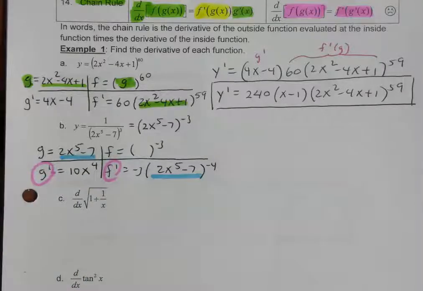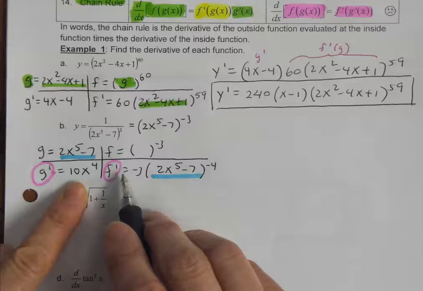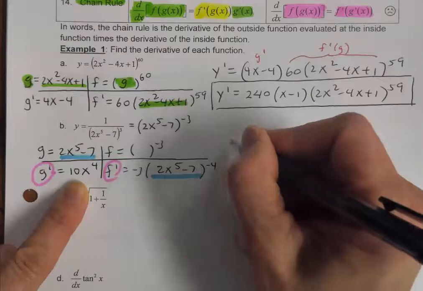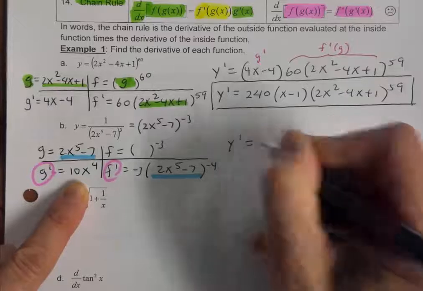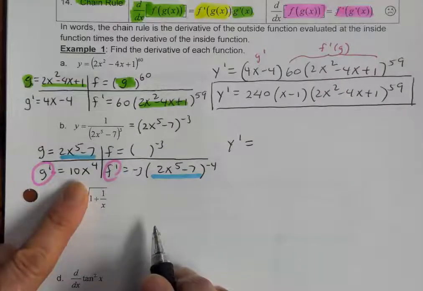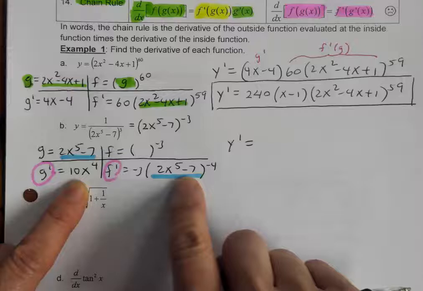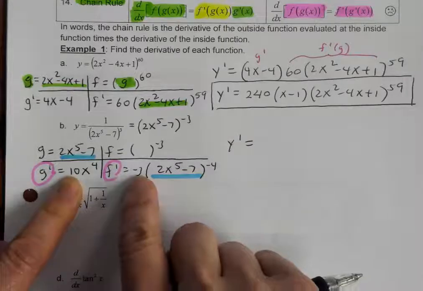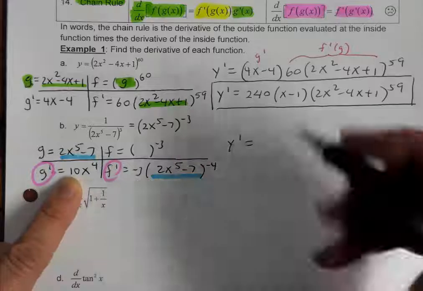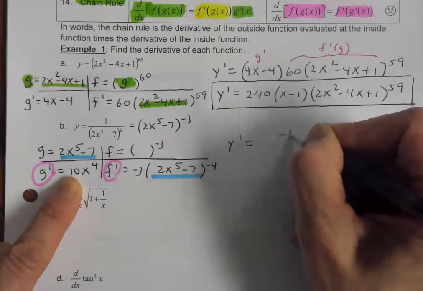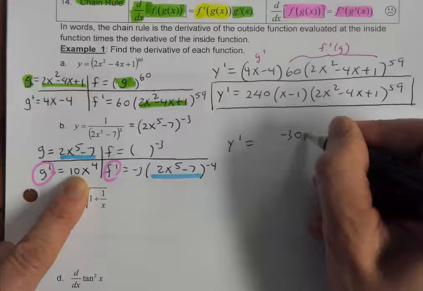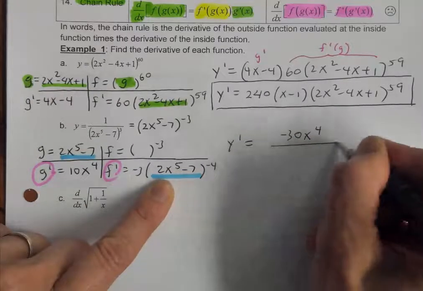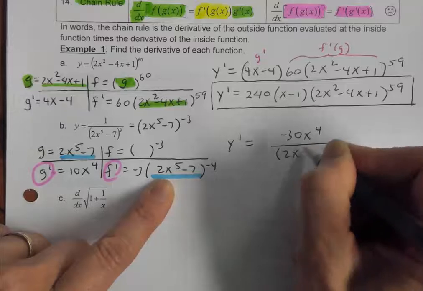And so in order to get my answer, if it's a negative power, it'll drop down to the denominator, and then I'll just multiply things together. So then that'll give me y prime equals, so what goes up to the numerator? I'm just multiplying these two. 10 and the negative 3, right? So that'll be a negative 30. And then the x to the 4th will stay up in the numerator. And this is going to drop down to the denominator, all over quantity 2x to the 5th minus 7 raised to the 4th.